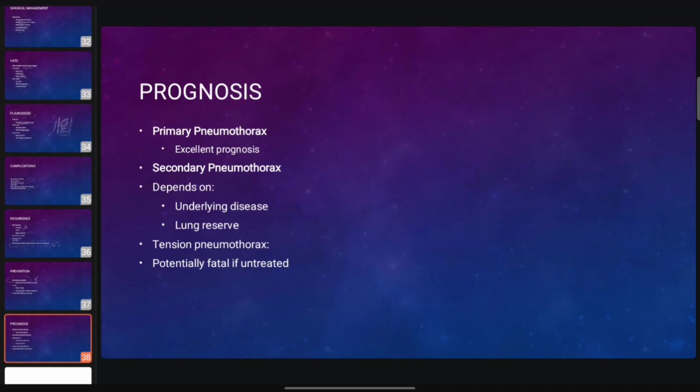The prognosis in primary pneumothorax is excellent. In secondary, it depends on the underlying disease and lung reserves.